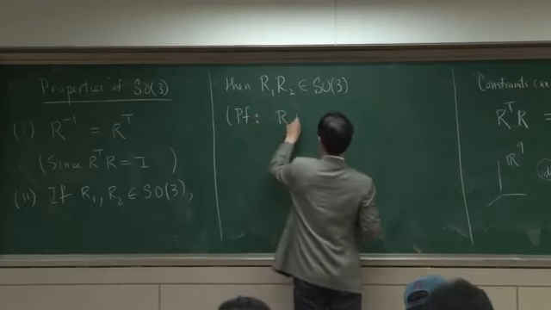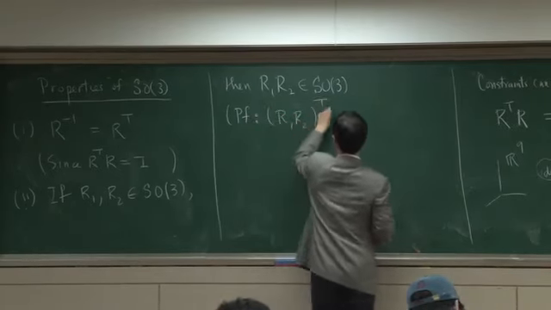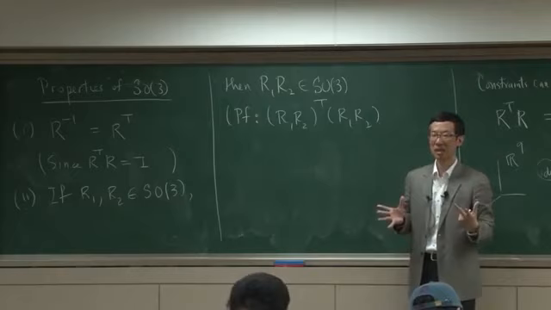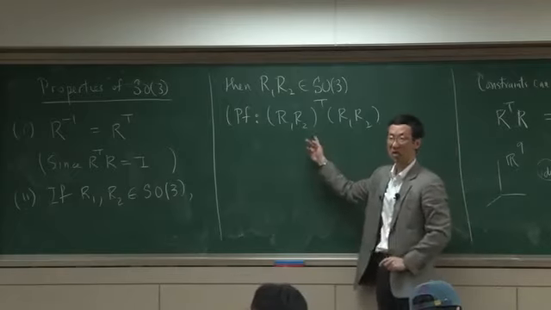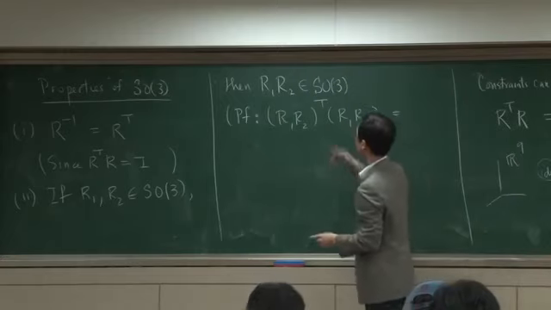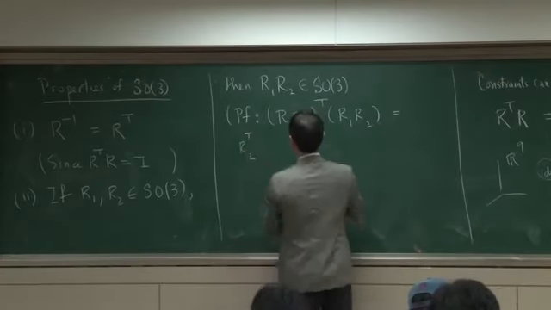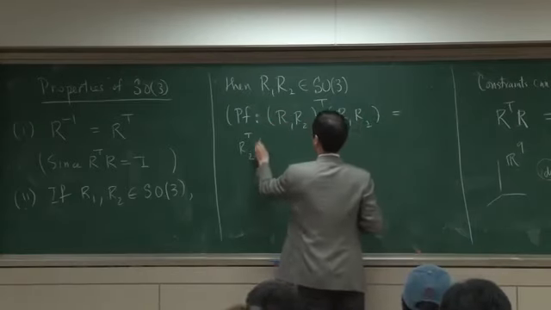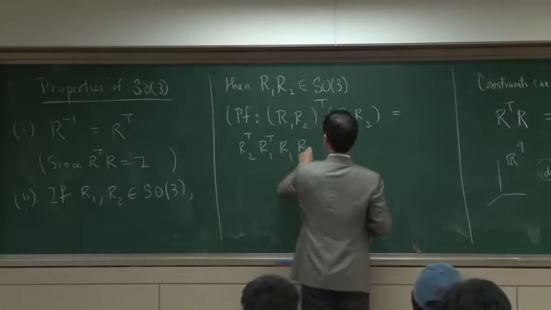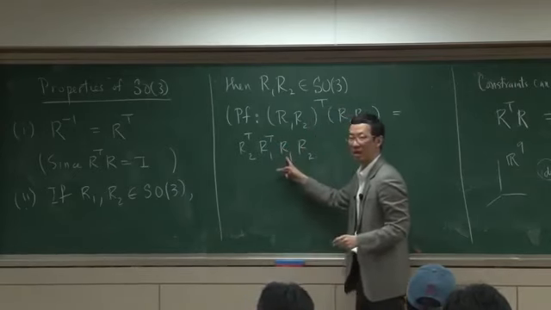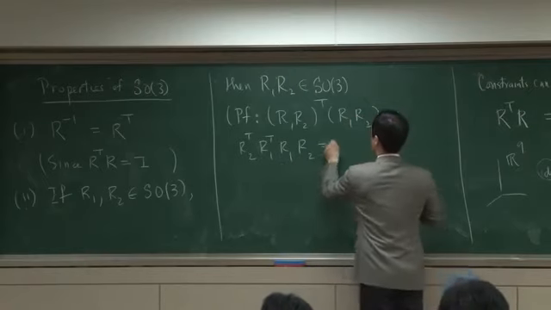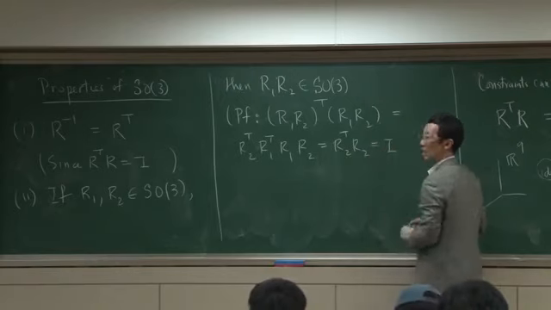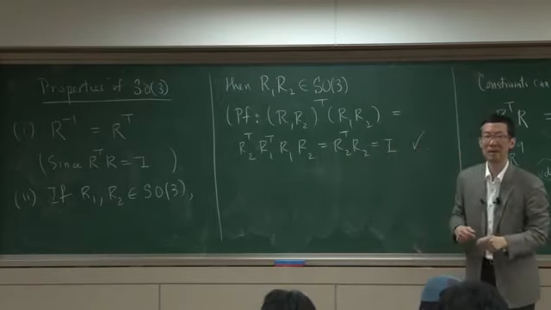This is pretty easy to show. We just have to apply the definition. Consider R1 R2 transpose times R1 R2. This should be the identity if this is supposed to be a rotation matrix. Remember, when you transpose a product of two matrices, the order switches: R2 transpose R1 transpose R1 R2. R1 transpose R1 is by definition the identity, and R2 transpose R2 is also the identity. So that checks out.